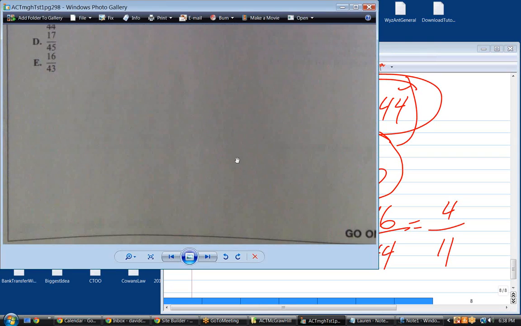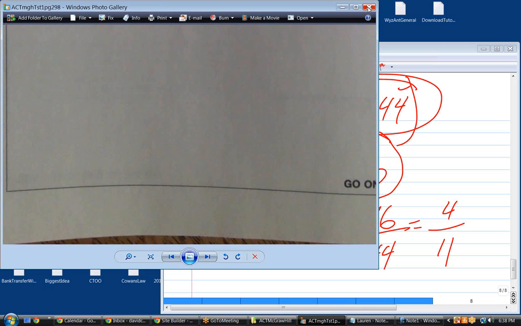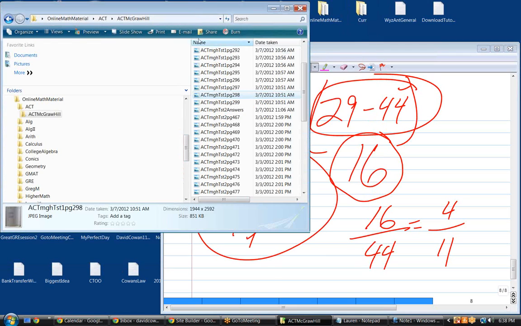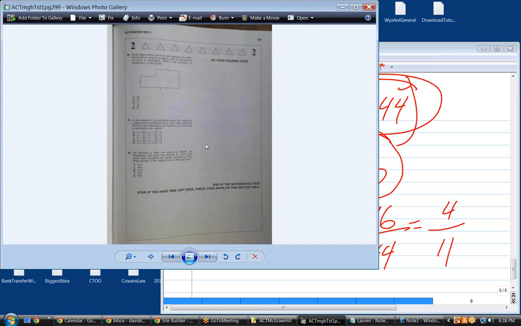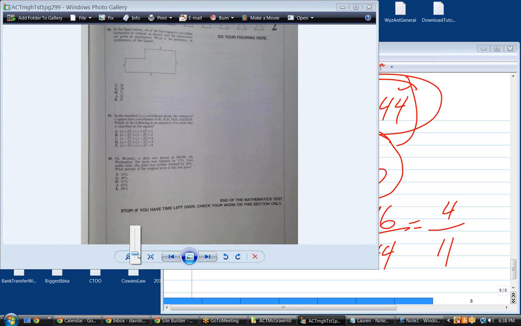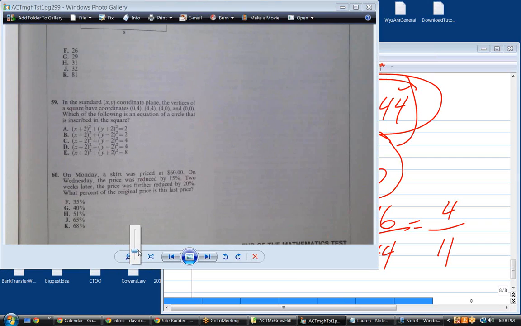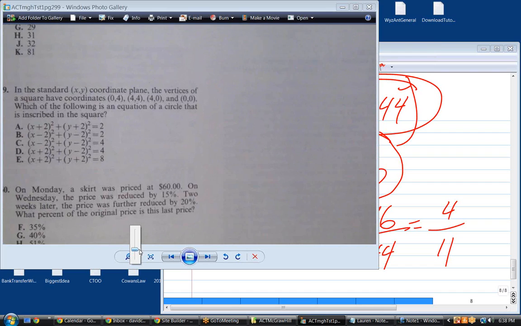All right. Let me go to the next page. I'm going to try not to spend too much time on these hard problems just because I don't think it's the best thing for us to do.